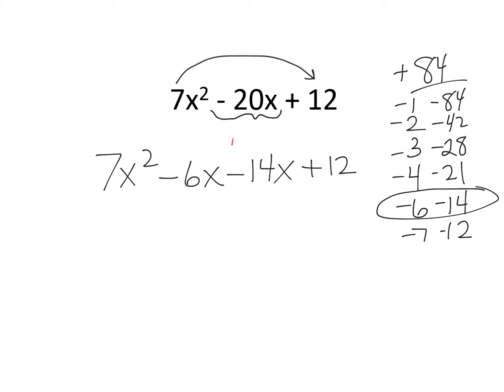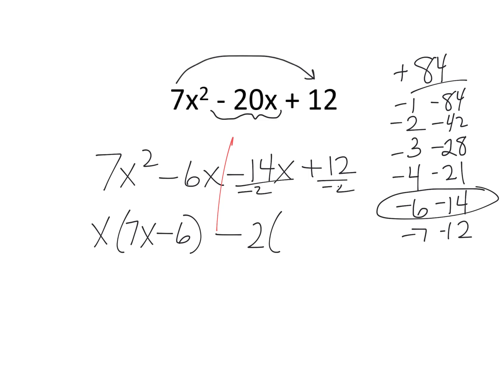Alrighty, split it in half, always. What can I pull out of a 7x squared and a 6x? I had just an x. That leaves me with a 7x minus 6. And then because that's a negative, I have to put negative. This one's easy. A 14 and 12, the only thing I can pull out is a 2. So that would leave me. Now remember, I'm dividing them by negative 2. If you have to do it, put that little division sign and show yourself.